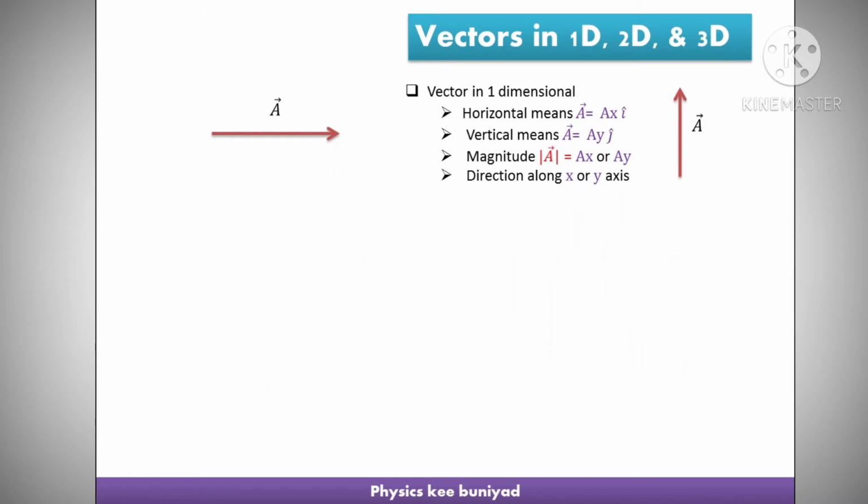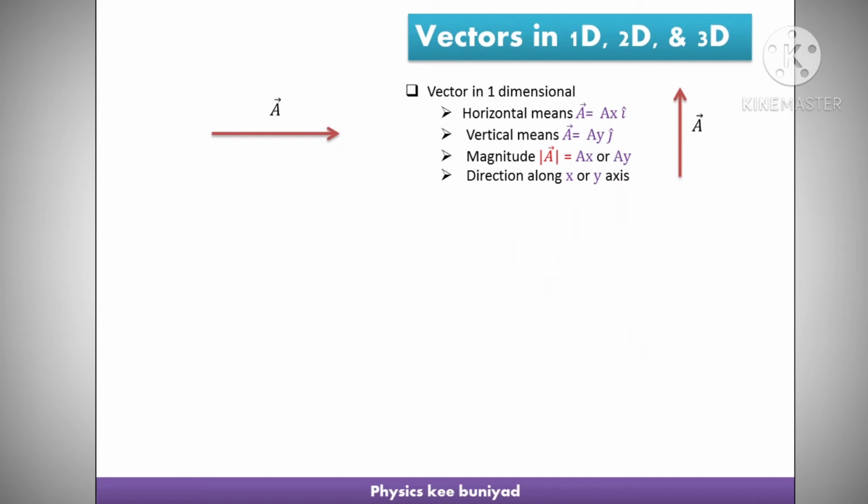So basically in 1-dimensional we can represent vector a equal to ax i cap, or ay j cap, or az k cap. It means if the vector is only along the x axis, we simply write vector a equal to ax i cap. i cap always indicates the unit vector along the x axis. Similarly, if a vector is lying vertically, it means on the y axis, then we simply write vector a equal to ay j cap. Here j cap represents the unit vector along the y axis.